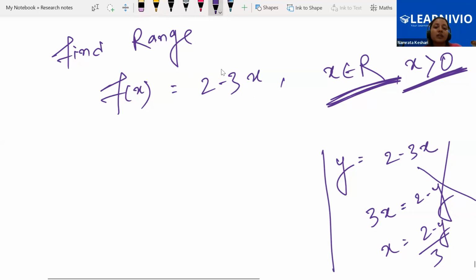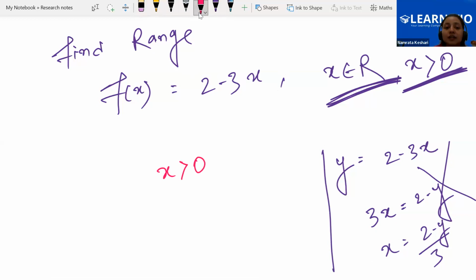Greater than 0, all real numbers are acceptable over here. So the approach which we were about to take, we are not going to take now. This question we will solve like this. x is greater than 0, the restricted domain is there.